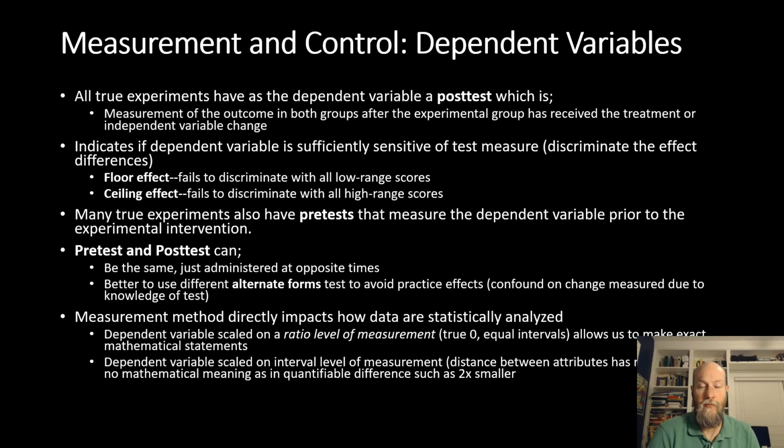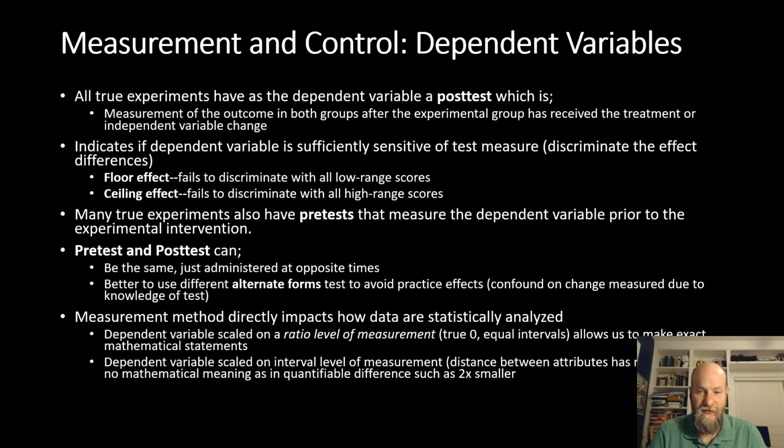So remember we talked about the 3 prongs of causation earlier on in part 1, one of which was time precedence. So that's why we call it a post-test. The outcome is measured after the manipulation of the independent variable. You're creating temporal precedence between the cause, the manipulation of the independent variable, and the effect, the measurement of the dependent variable. So it indicates if the dependent variable is sufficiently sensitive of a test measure. You want one that's going to discriminate the effect differences between the groups. And sometimes this is just an example of a poor tool. You're not using the right measurement.